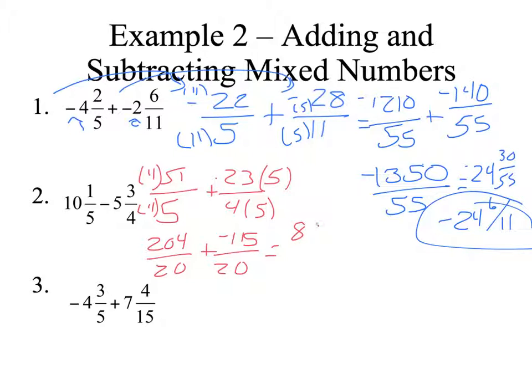And I get 89 over 20, which is going to give me 4 and 9 over 20 as my final answer for that one.